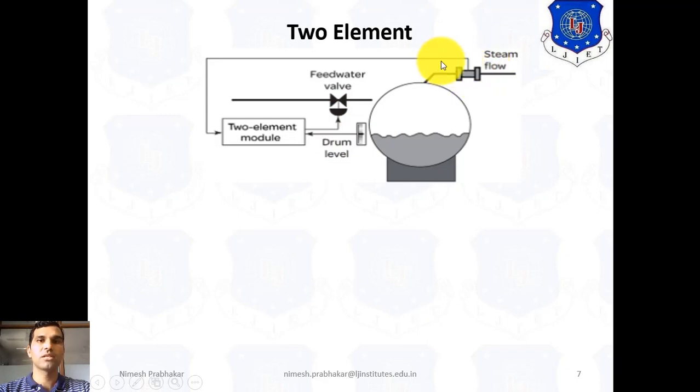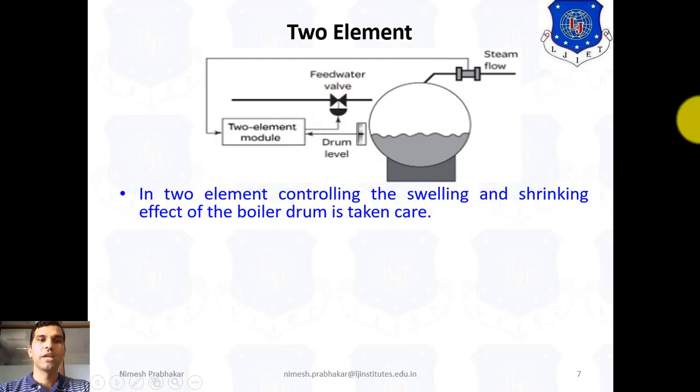So these two sensors send signals to this two element control system, and according to the two sensor outputs, it sets the value of the feed water valve. In two element control, the swelling and sinking effect of the boiler drum is taken care of. That means we know the disadvantage of the single element system: there is a limitation of the swelling and sinking effect. Now this effect is overcome by using a two element system.